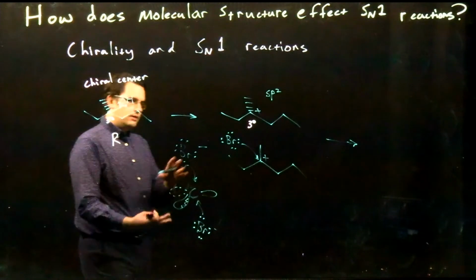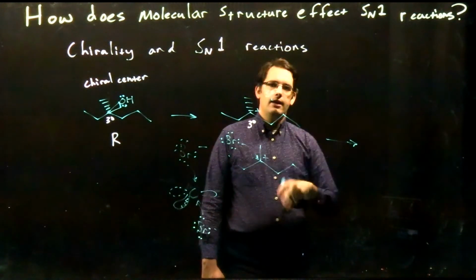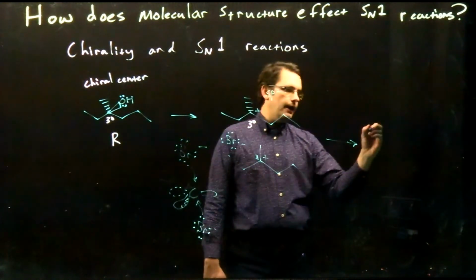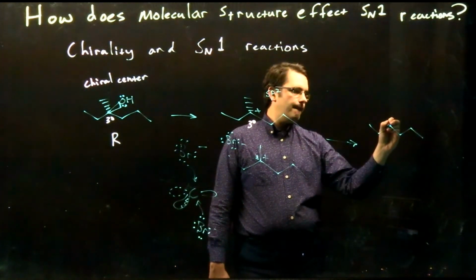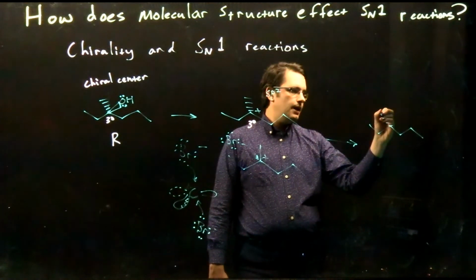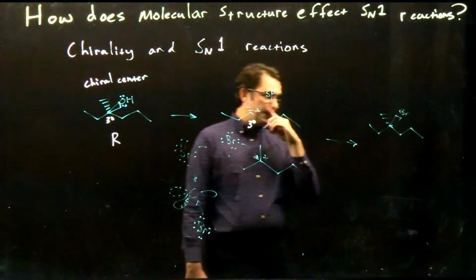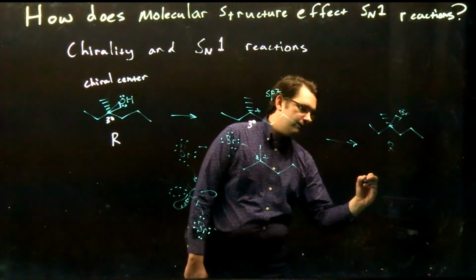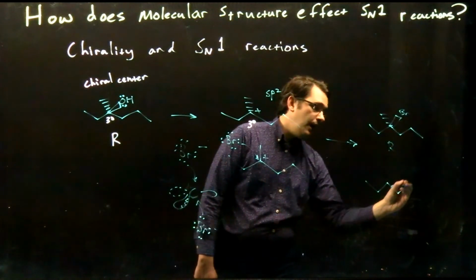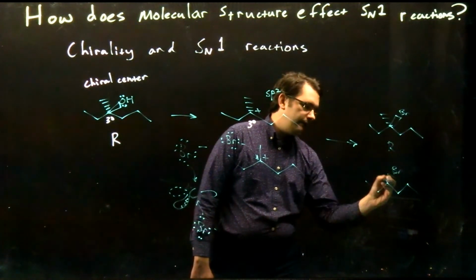And so, depending on which side I attack, I could end up with an R enantiomer or an S enantiomer. So if it attacks from the top, then it would end up with my wedge. This would be my R enantiomer. Or if it attacks from the bottom, it would end up on the dash, and I would get my S enantiomer.